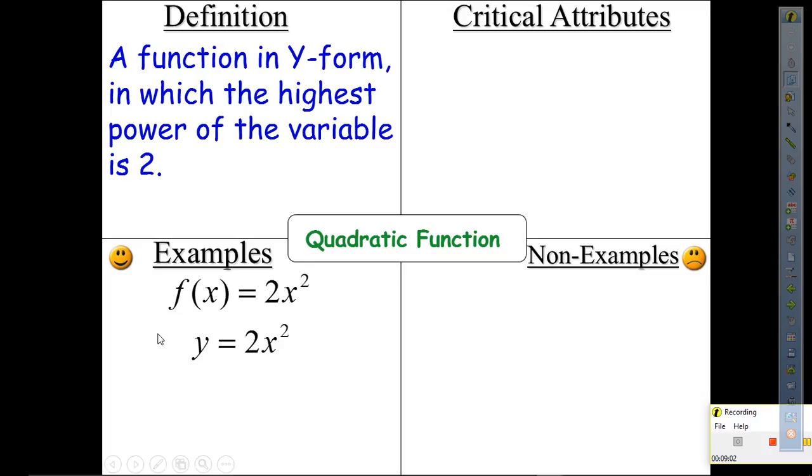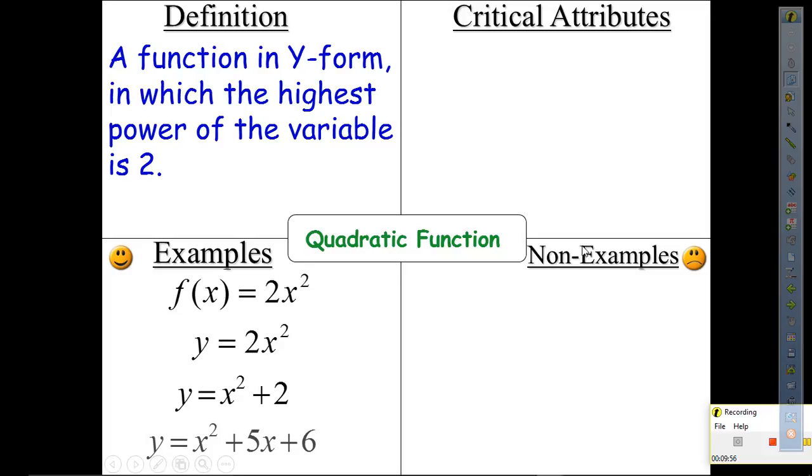Linear function? No, it's not a linear function. This is function notation, which is the same thing as the variable y. Everybody with me? Let me show you some more examples of the quadratic function. y equals x squared plus 2, and y equals x squared plus 5x plus 6. All those are examples of a quadratic function.